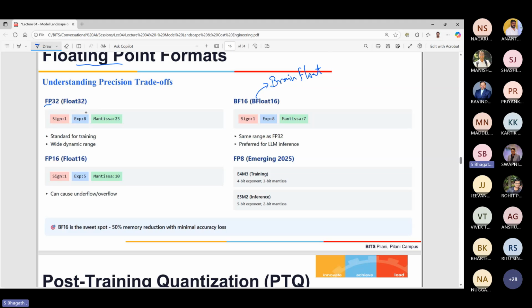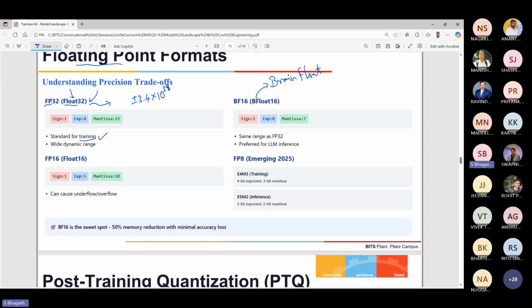During training, and by training here we mean pre-training, most models are trained at FP32. Do you know the range of FP32? Plus or minus 3.4 times 10 to the power 38. It's a very huge number, right? That is why this huge range of numbers is used for floating point training. During training, we are using this.